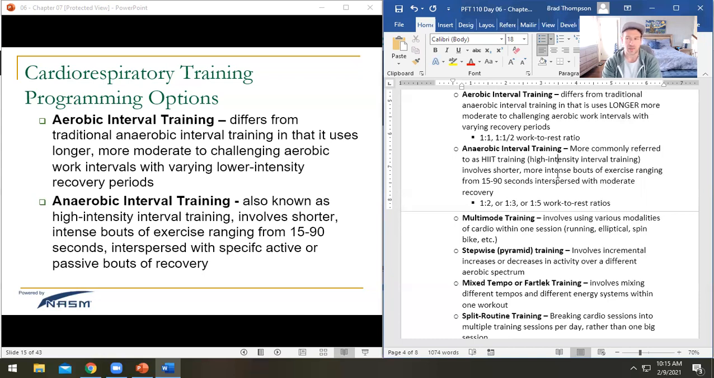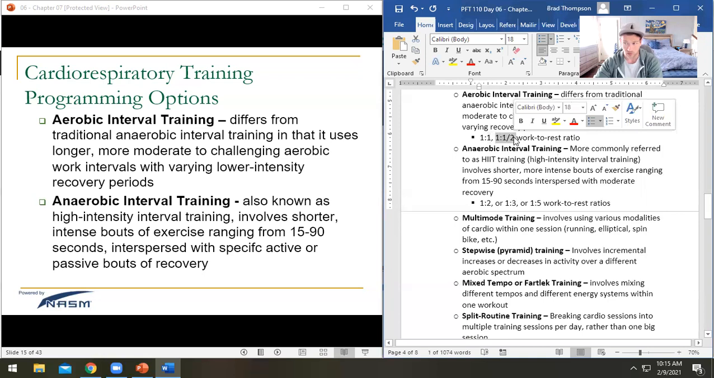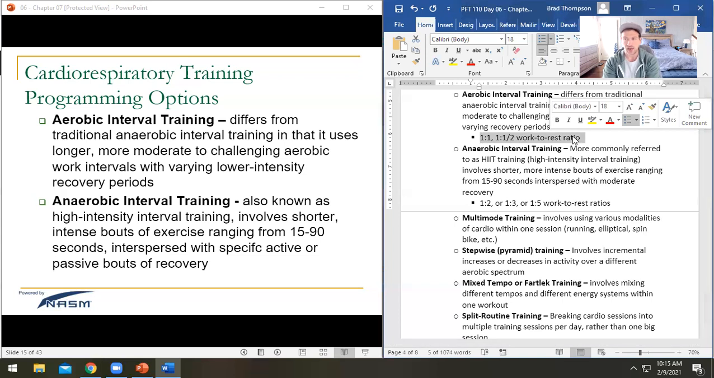Aerobic interval training is in the middle. This is not high intensity intervals. This isn't HIIT training. This is like MIT training. It's like medium intensity interval training. So we're going to use a work to rest ratio of about 1:1, or maybe even 1:1/2. Maybe your rest period is actually shorter than your work period. And this works really well for making sure that you don't get your intensity super high.